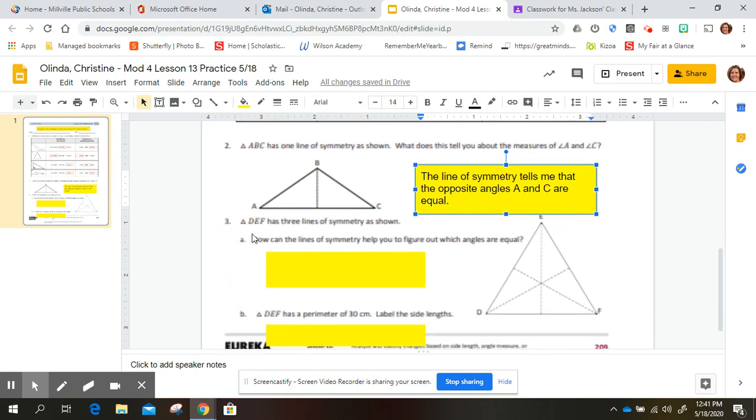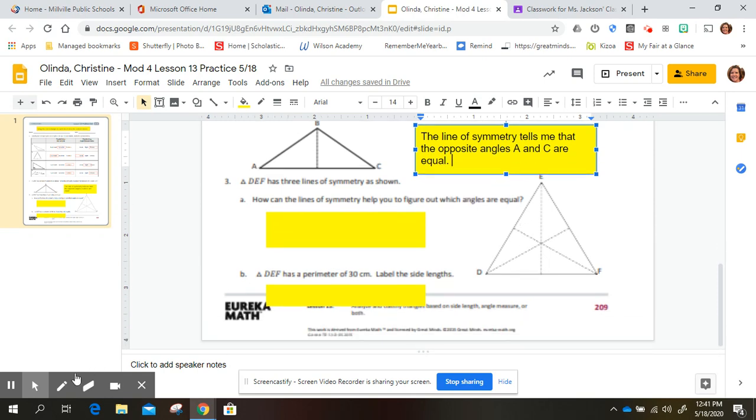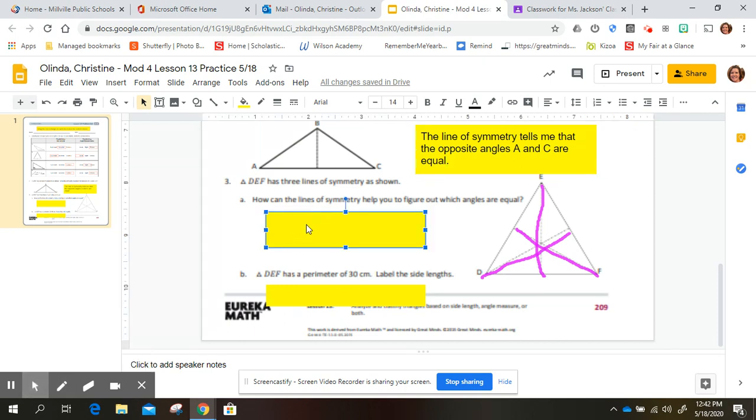Number 3, triangle DEF has 3 lines of symmetry as shown. How can the lines of symmetry help you figure out which angles are equal? Well, if you're looking here and I draw from here down, the opposite angles D and F are equal. If I do it from here and I start from F, the opposite angles D and E are equal. And if I start at the vertex D and I put the line of symmetry, the opposite angles F and E are equal. So it says, how do lines of symmetry help you find out which angles are equal?